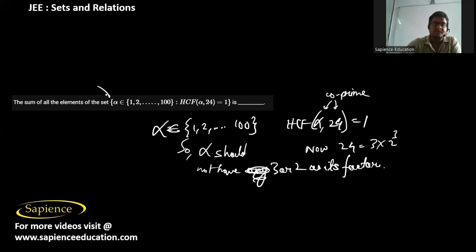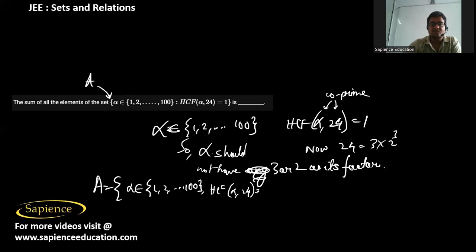So therefore, let's say this set is A. Then we have to find the sum of all the elements in the set A. Here alpha belongs to 1, 2, 3, 4 till 100, where HCF of alpha and 24 is equal to 1. So now the elements will be: 1 we can take, 2 we cannot take, 3 we cannot take, 4 we cannot take, 5 we can take.